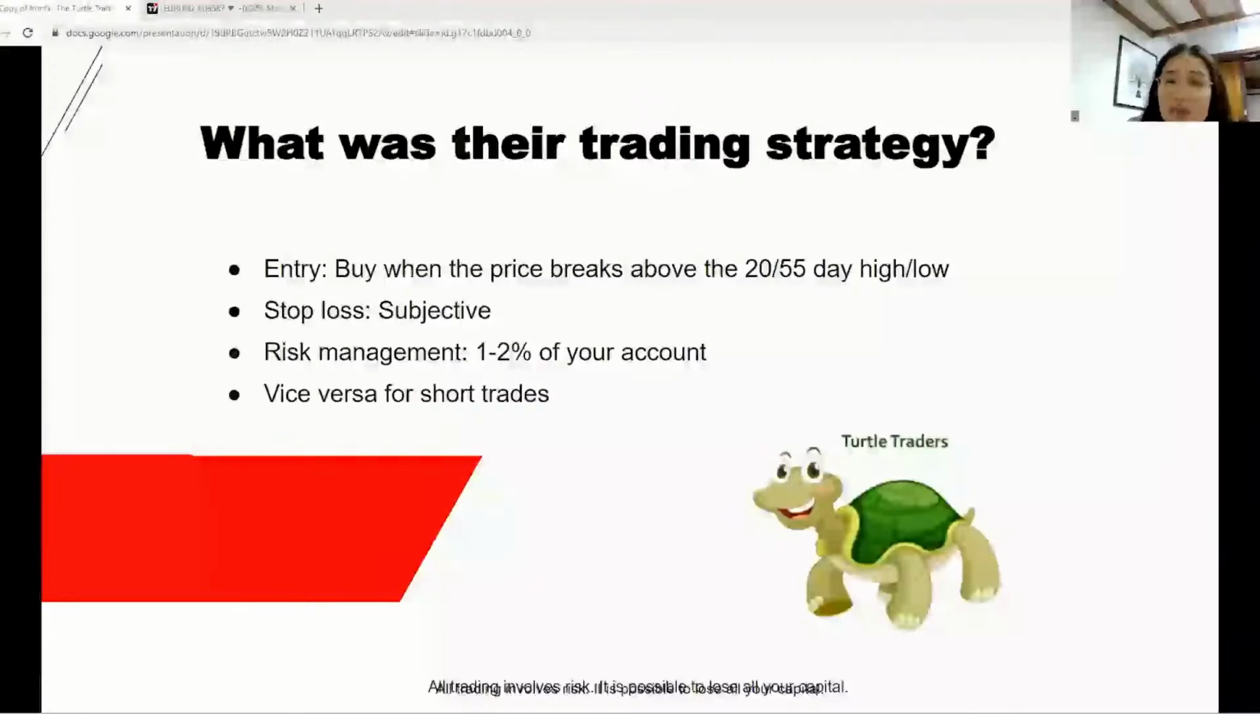So for stop loss, it's pretty much subjective. It's solely based on your ratio, of course, but there was no specific rule for that. And for risk management, it was 1 to 2% of your account, and vice versa for short trades.